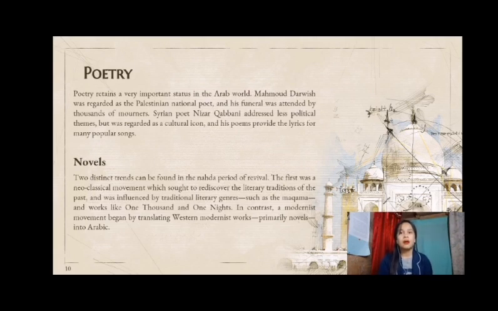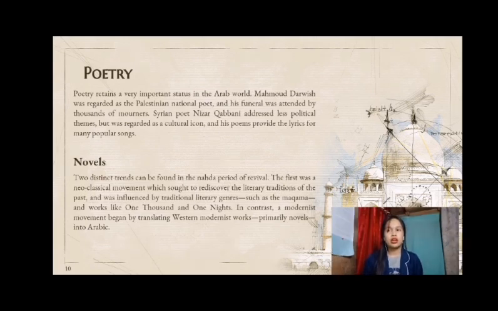Mahmud Darwish was regarded as the Palestinian national poet, and his funeral was attended by thousands of mourners. Syrian poet Nizar Qabbani addressed less political themes but was regarded as a cultural icon, and his poems provided the lyrics for many popular songs. So these are some famous writers who made poetry during modern literature.